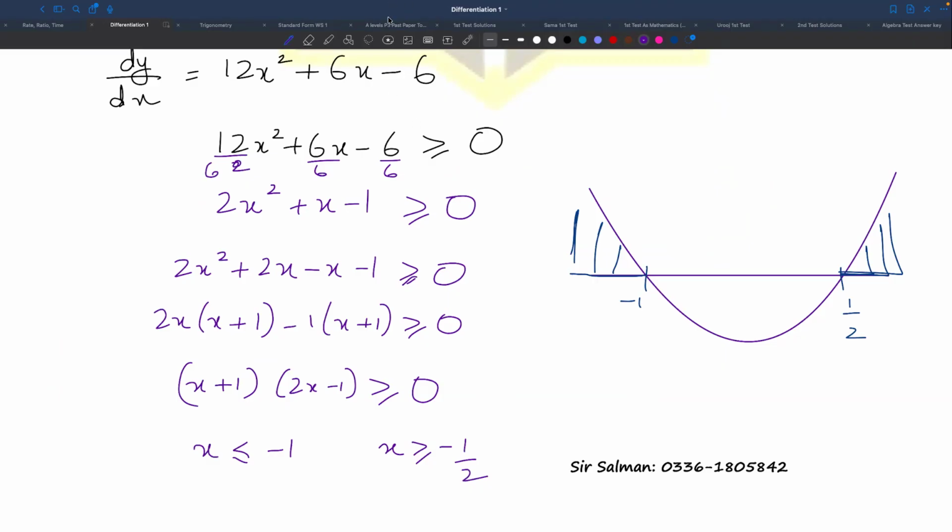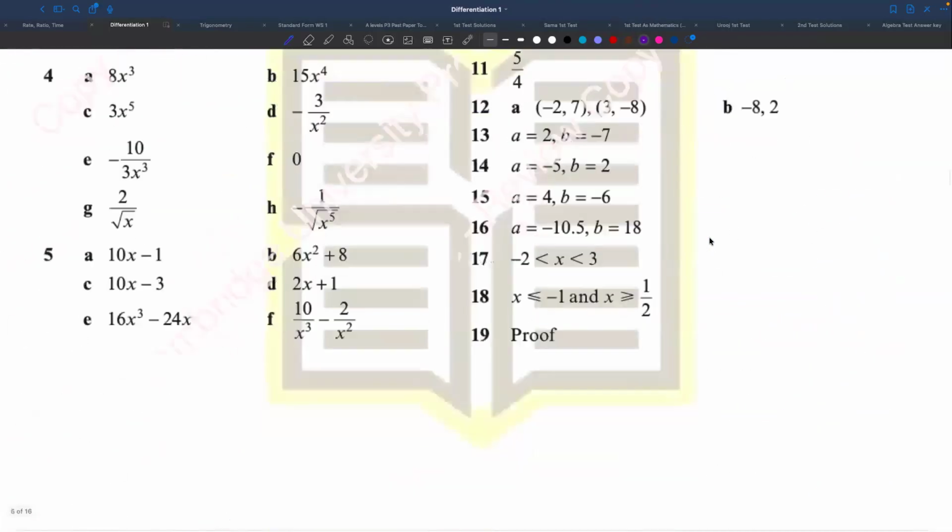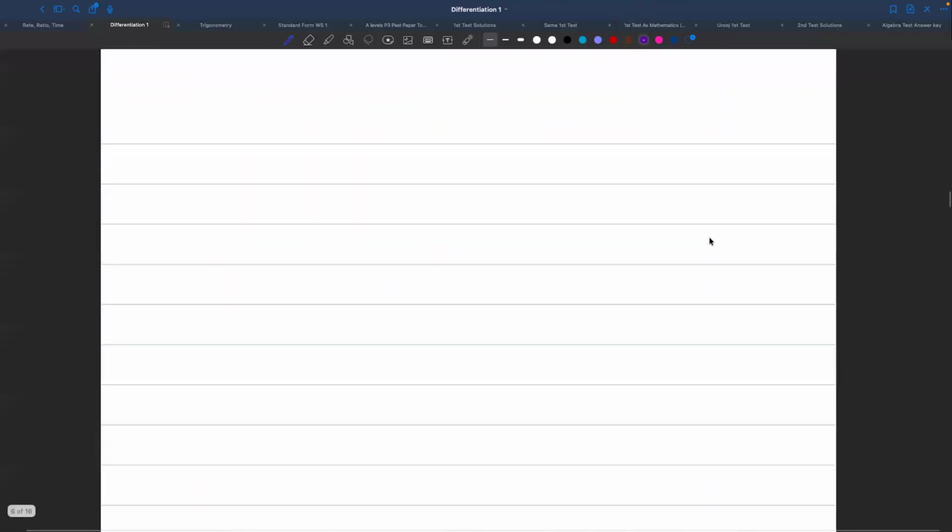All right. And this is good because it has come up in past papers as well before. If you have to find dy/dx less than or greater than 0, but we can move forward now.